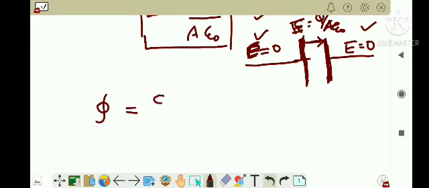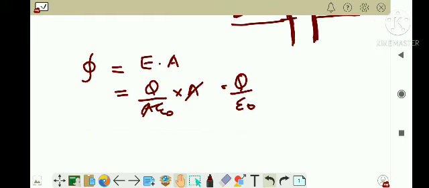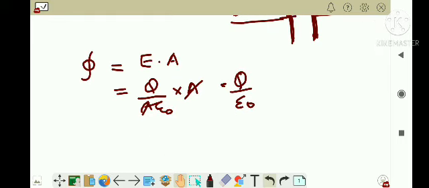So what is the expression for electric flux? It is E into A. And earlier we found E is Q by A epsilon naught, and again A cancels, so I can write flux is equal to Q by epsilon naught, which is an expression we know. So we assume that Q charge was there initially inside the capacitor. That is, when the capacitor charges and discharges, this charge can what?